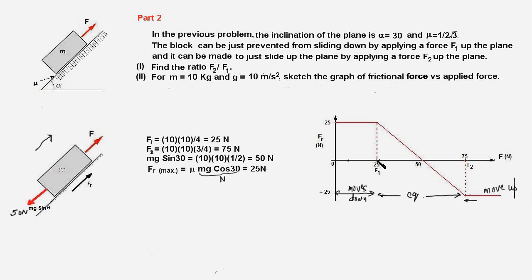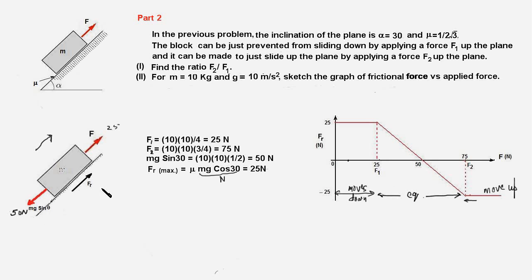Now in between 25 newtons and 75 newtons of applied force, the block is in equilibrium, and therefore the static friction will be in play. And the static friction, as you know, varies between 0 and the maximum value of 25 newtons. So let us see how the graph will look like in this region. When the applied force is 25 newtons, the maximum frictional force is also 25 newtons, pointing in upward direction, and it will balance out the 50 newtons force pulling the block downwards.